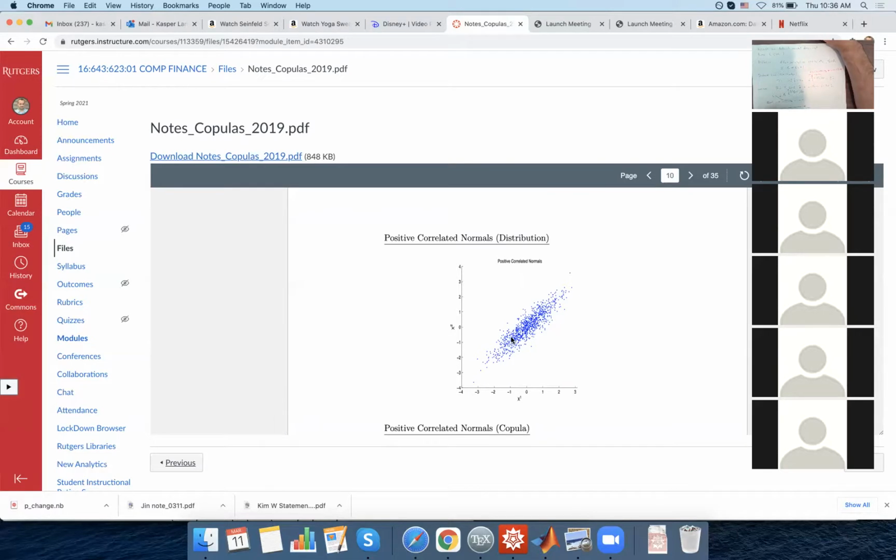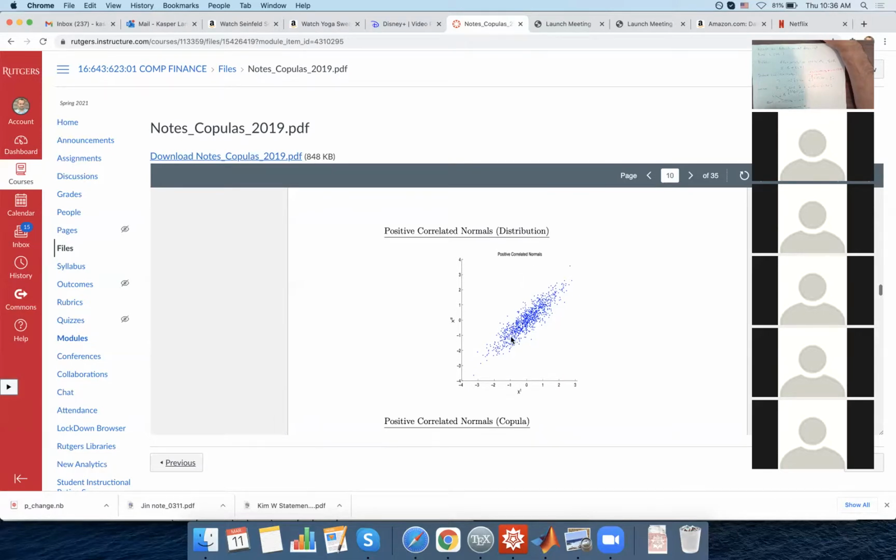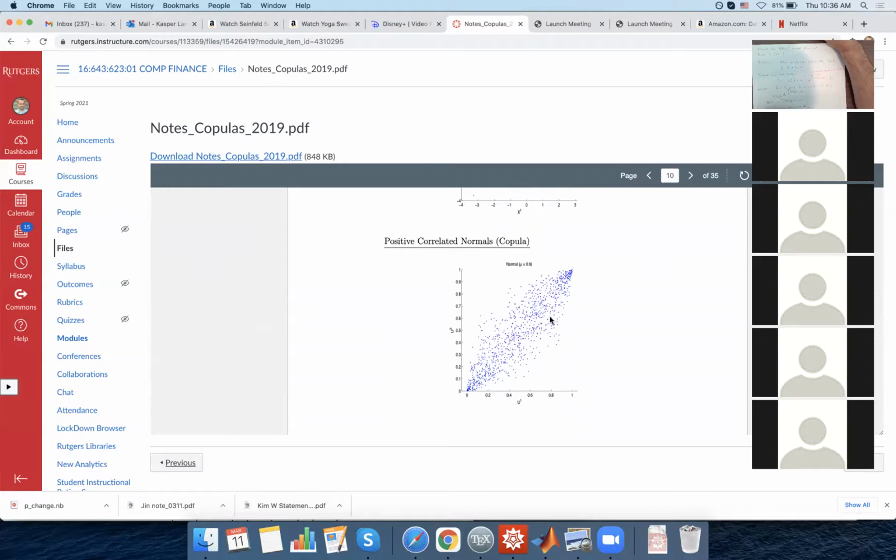And again, I can transform them into uniforms by applying the distribution function to each one of them, and I get numbers between 0 and 1. And you can see now there's clustering. There's clustering up at the upper tail, clustering down at the lower left quadrant. There's no activity in the upper left and the lower right quadrant.